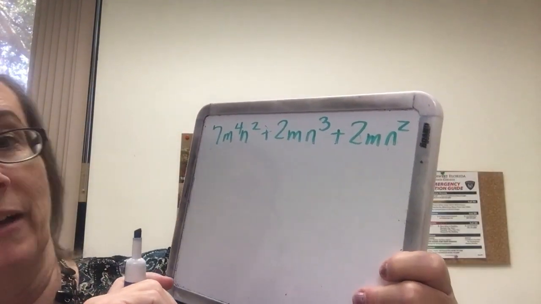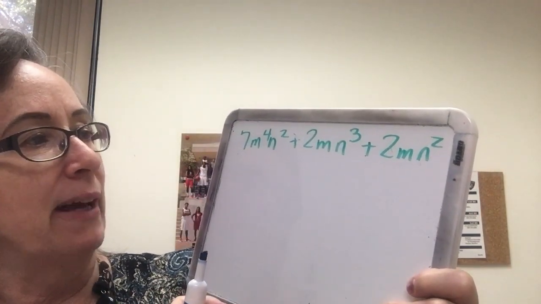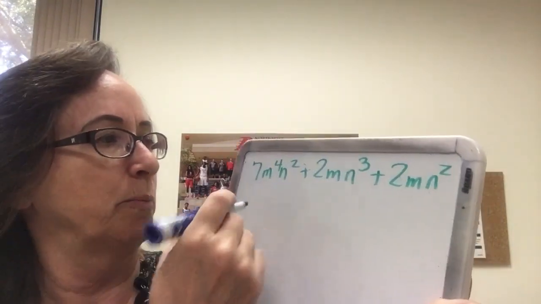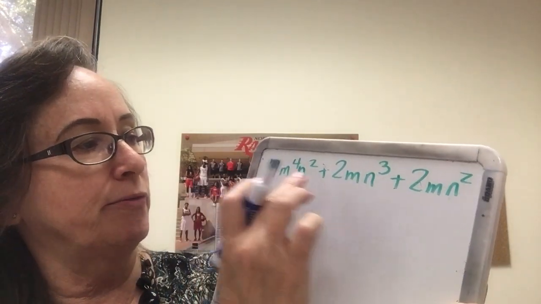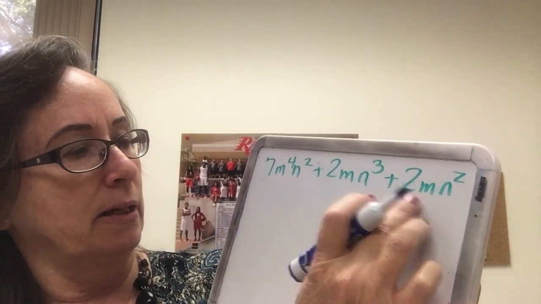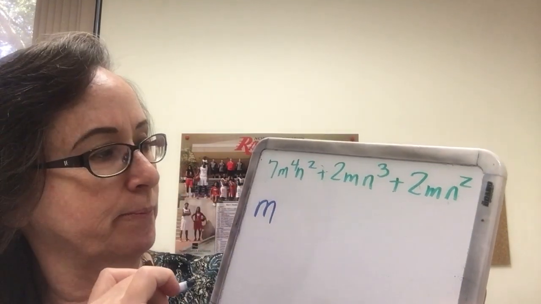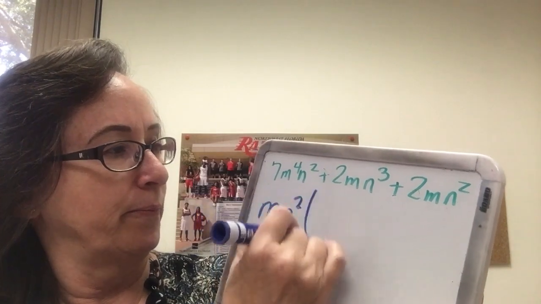And so now we've got two variables. We've got m's and n's, and we've got 7, 2, and 2. And so 7 and 2 and 2 don't pull out any kind of a numeral value, but m to the fourth, m, and m is going to give me an m that I can pull out of all of them, and an n squared out of all of them.